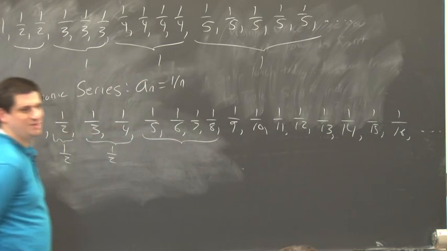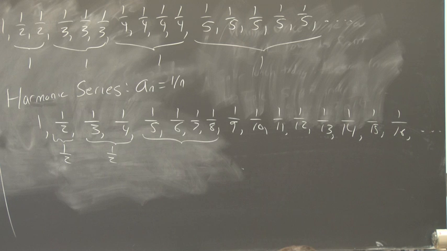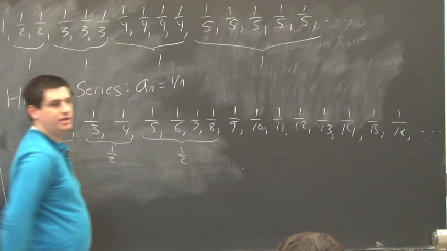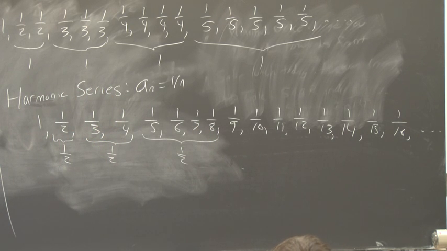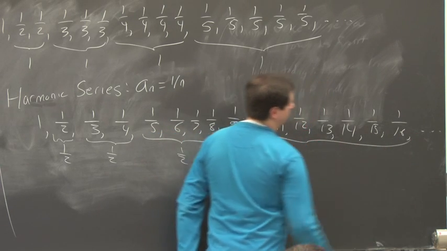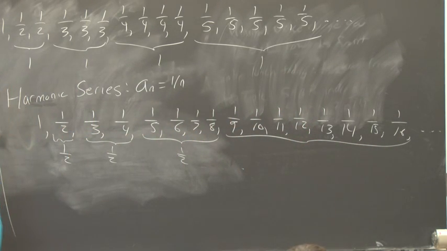I don't care what the sum of these 4 terms are. The sum of these 4 terms is greater than 1/2, because if I had 1/8 4 times, that would be 1/2. I have 4 numbers. Each number is greater than or equal to 1/8. So the sum of those 4 numbers is at least 1/2. And now you can see why I went all the way down to 16. What's the sum of those terms? It's at least 1/2.